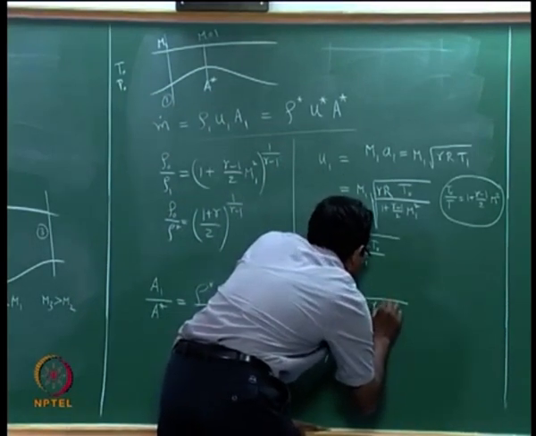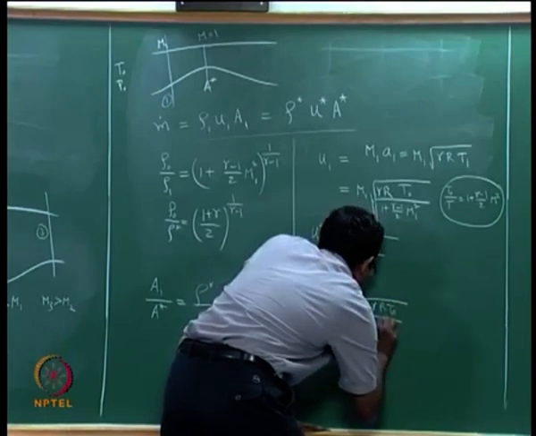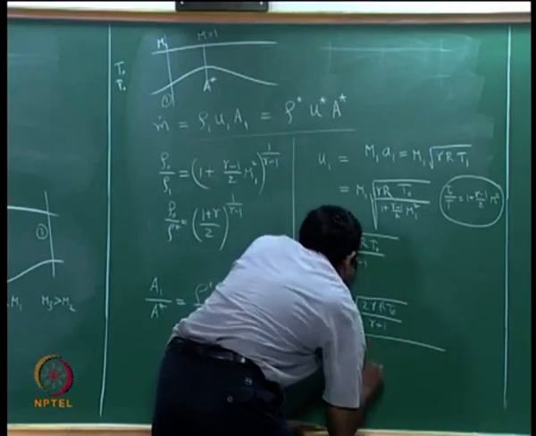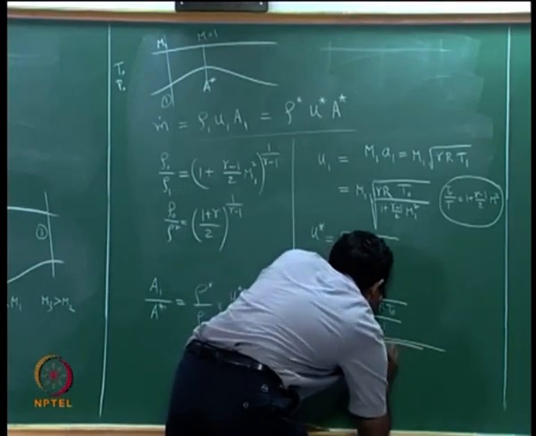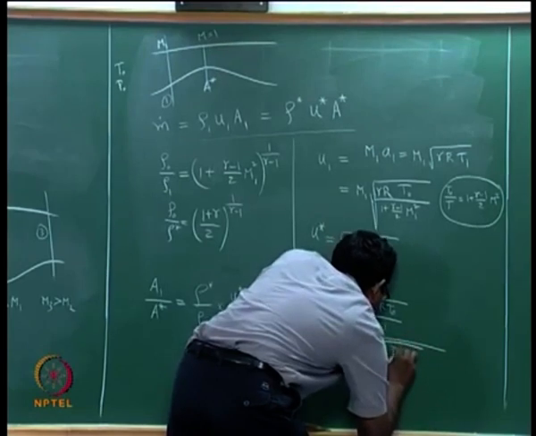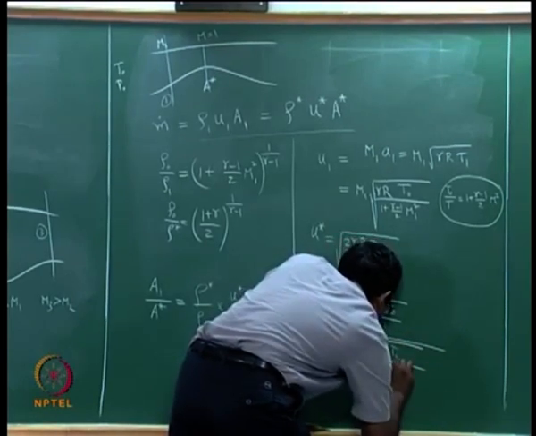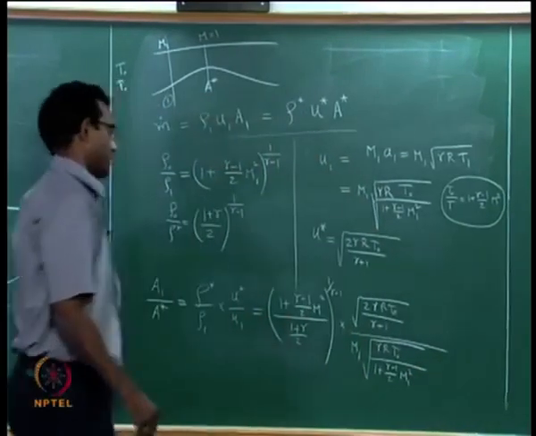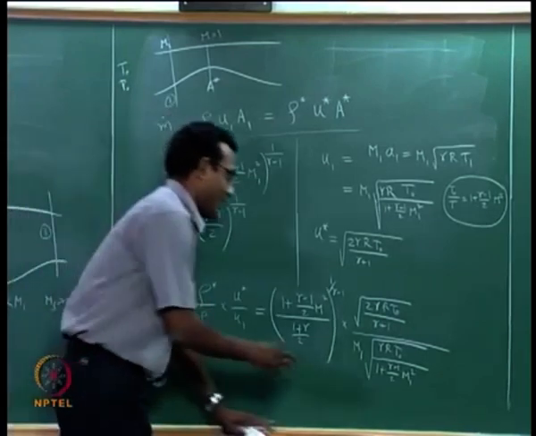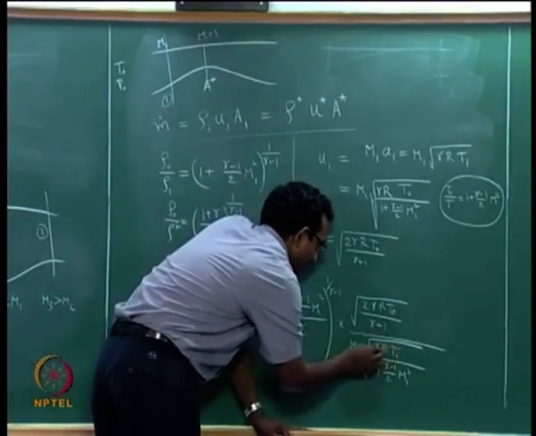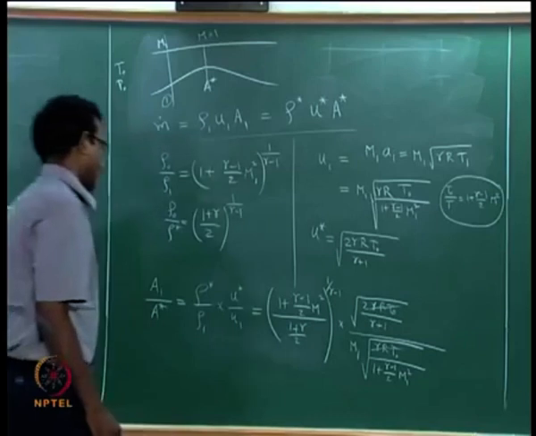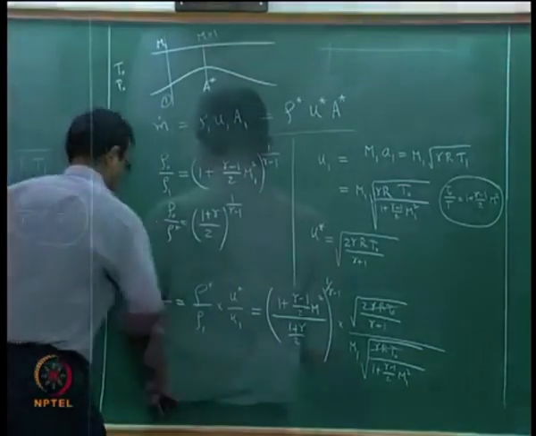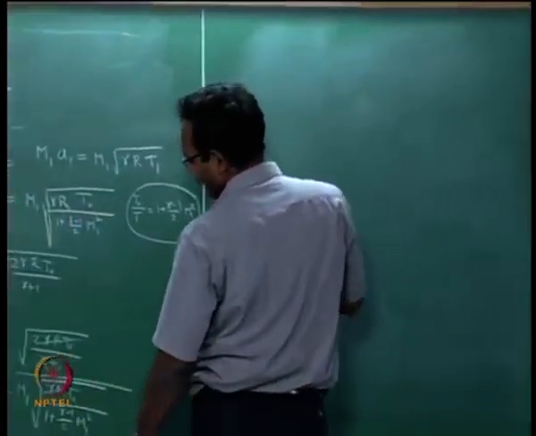Square root of 2 gamma r t naught by gamma plus 1 divided by m1 square root of gamma r t naught by 1 plus gamma minus 1 by 2 m1 square. This is what I have. Now of course I can directly cancel gamma r t naught, gamma r t naught. I am going to get something like this. Now I just have to simplify this whole thing.